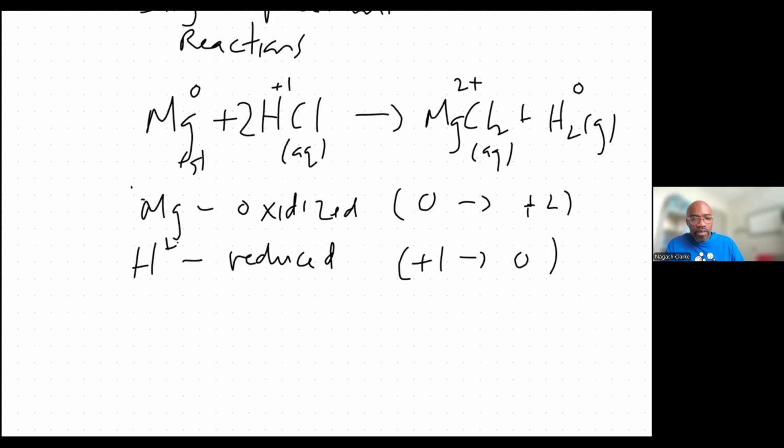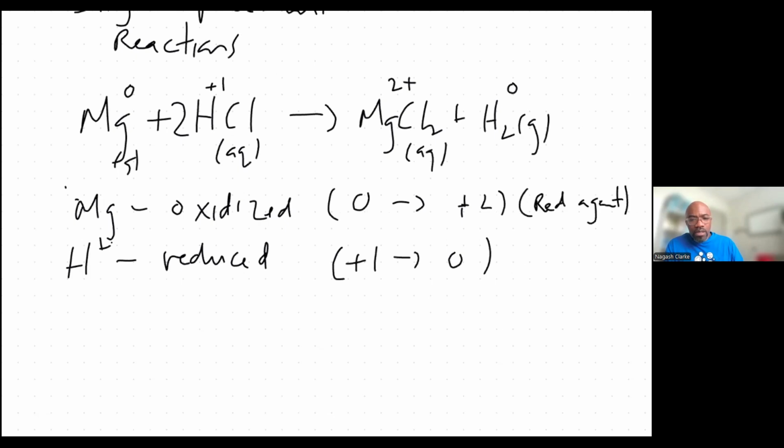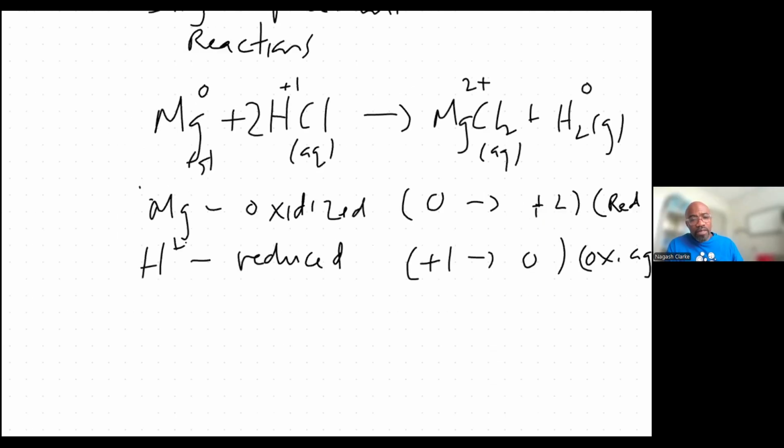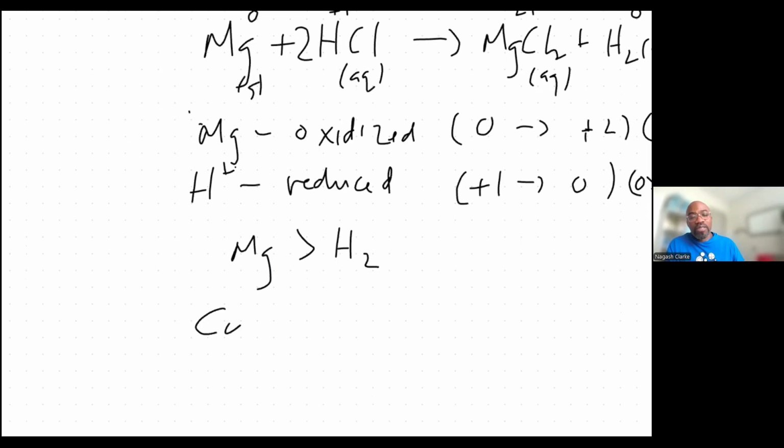Magnesium is the reducing agent. HCl is the oxidizing agent. Magnesium is more active. That's another way to say it. An activity series, meaning how strong is your reducing power as a metal. Now, interestingly, copper will not replace HCl, displace hydrogen, no reaction.